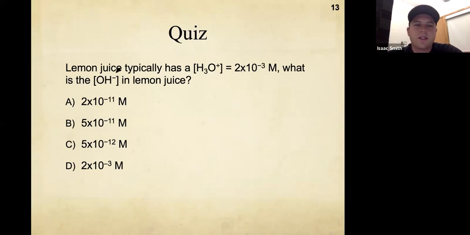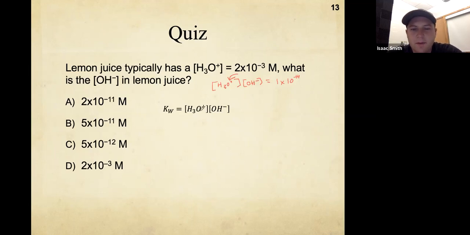Okay, so this question says that lemon juice typically has an H3O plus concentration of 2 times 10 to the negative 3rd molar. What is the OH minus concentration in lemon juice? So here's where we want to pull out some of those equations that we learned, right? So we learned that H3O plus and OH minus concentrations multiplied together always equal 10 to the negative 14. Okay, so we actually know what the hydronium concentration is, so we can put that in here and then just solve for the OH minus.